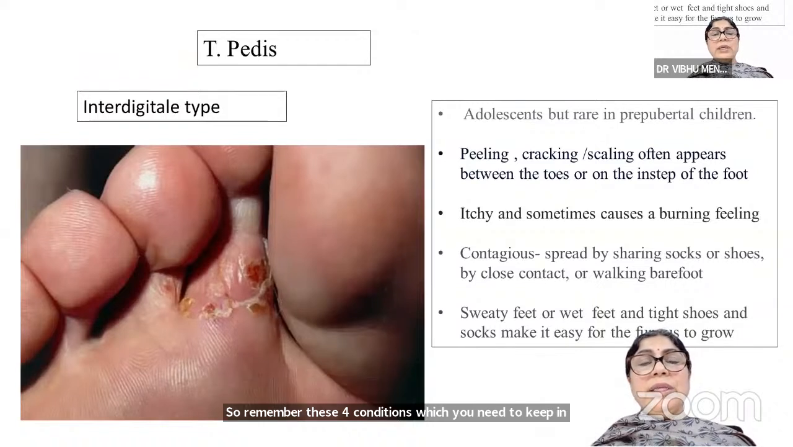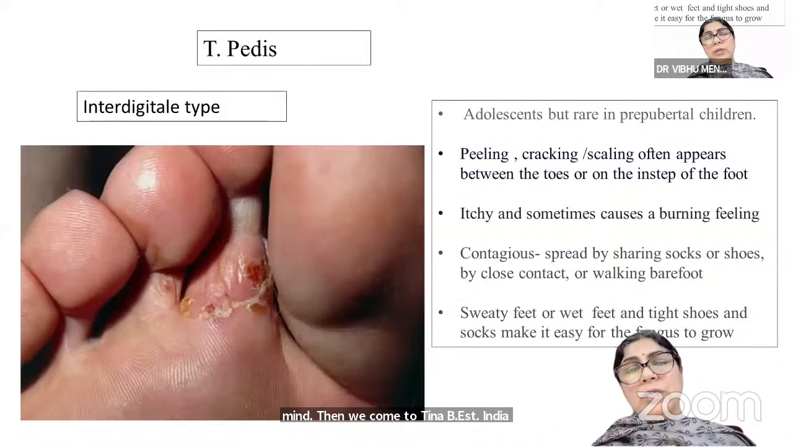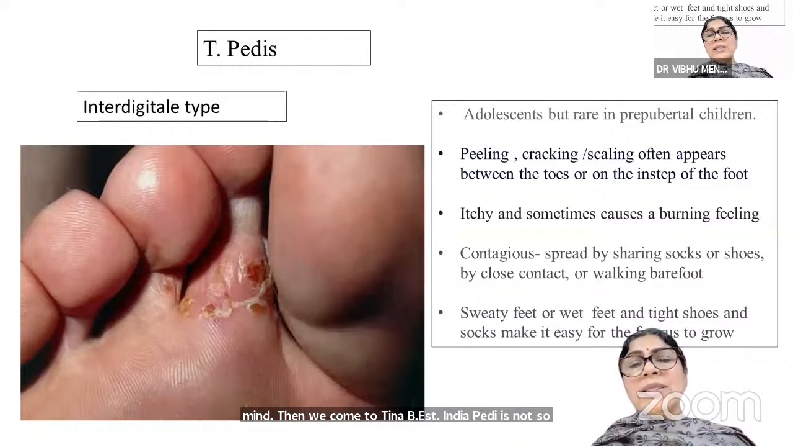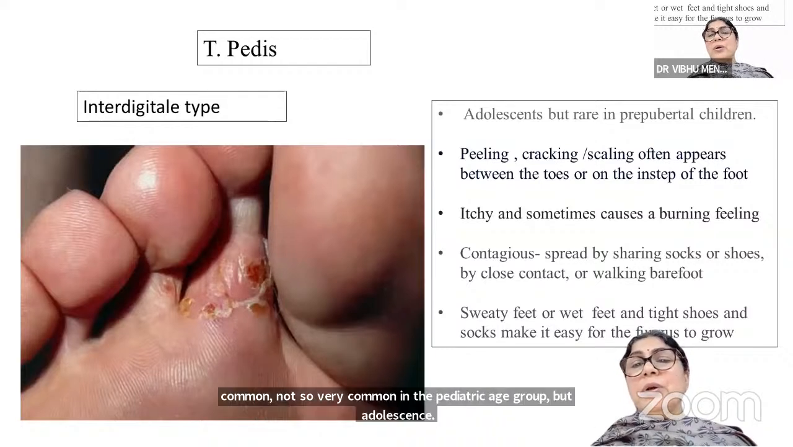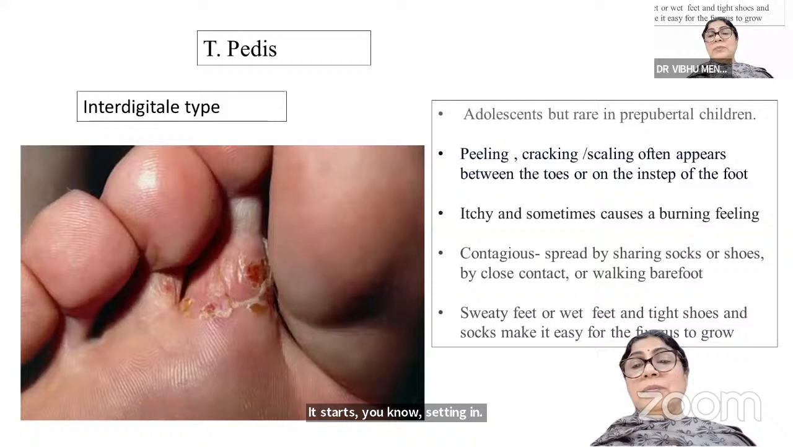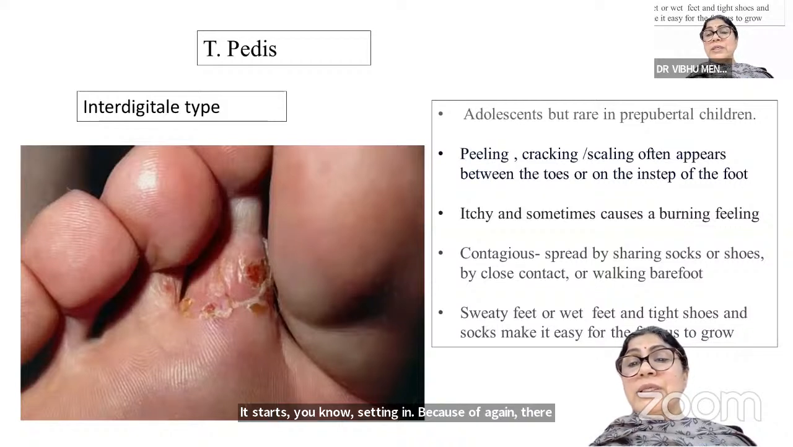Then we come to tinea pedis. Tinea pedis is not very common in the pediatric age group, but in adolescents it starts setting in because of, again, their physical activity. They run around, they participate in sports, they remain in closed footwear for a very long time. So they have sweaty feet.